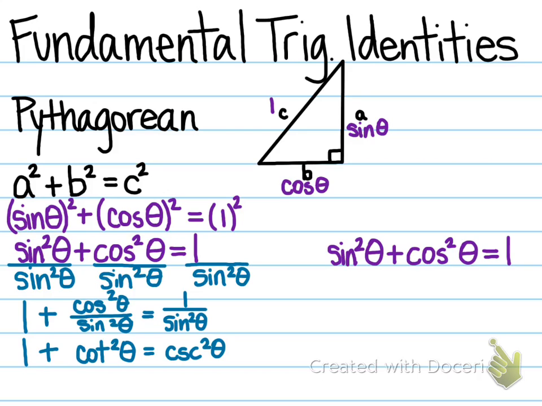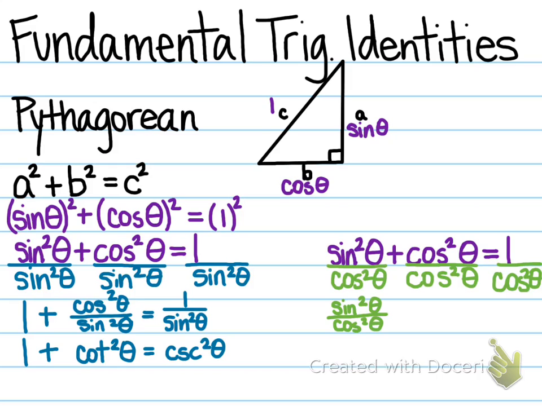Okay, let's go back to our original Pythagorean identity and let's rewrite it a different way. This time I want to divide everything by cosine squared. Okay, so first sine squared divided by cosine squared plus cosine squared divided by cosine squared is going to be 1 equals 1 over cosine squared.